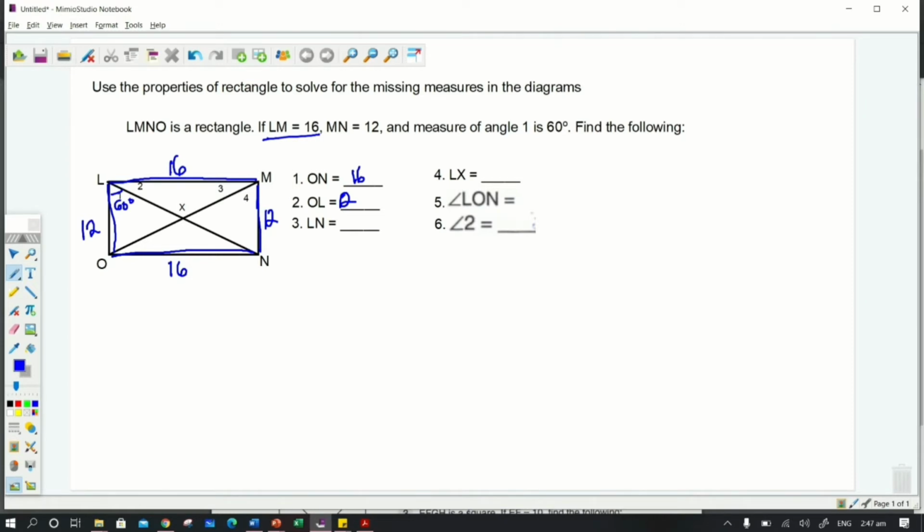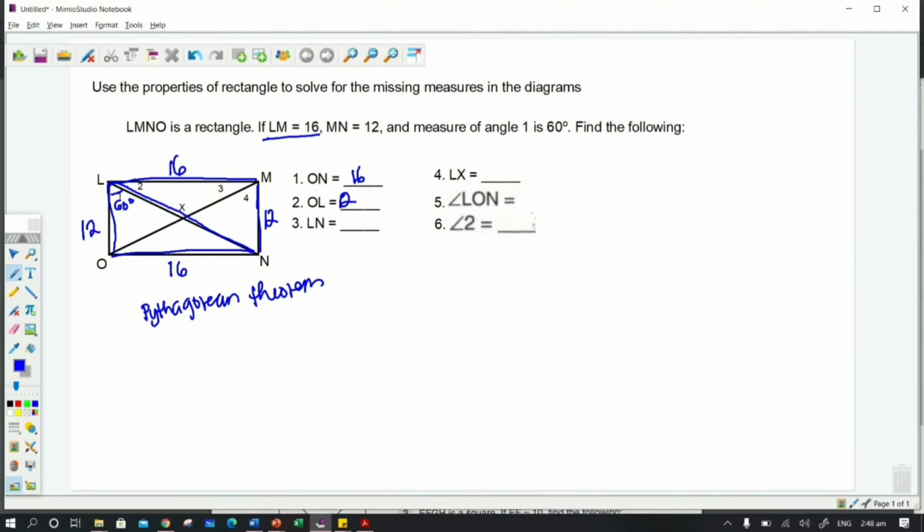Now, dun tayo sa number 3. Si number 3, that is diagonal LN. So, ito yung hinanap natin doon, diagonal LN. Para makuha natin si diagonal LN, gagamit tayo ng Pythagorean theorem. Sir, ano po yung Pythagorean theorem? At kailan po natin ginagamit ang Pythagorean theorem? So, ang Pythagorean theorem ay ginagamit lang natin if that is a right triangle.